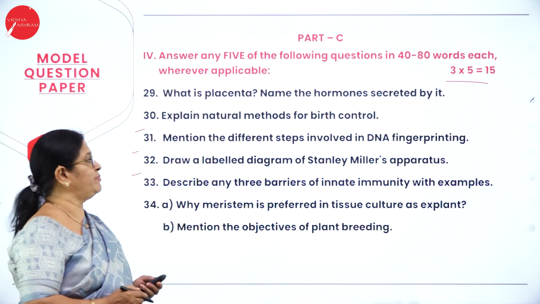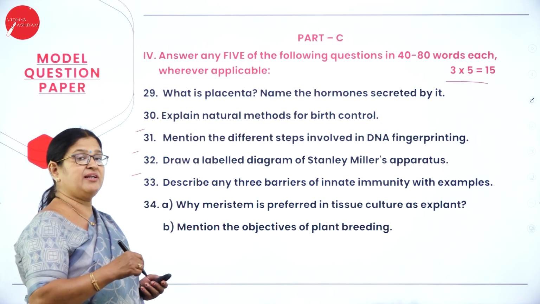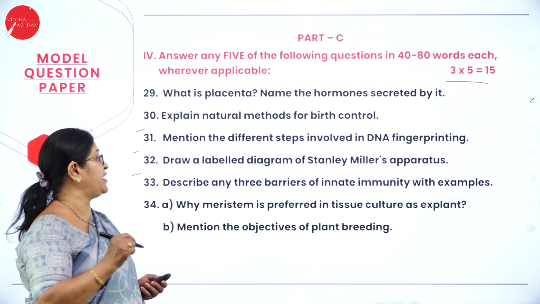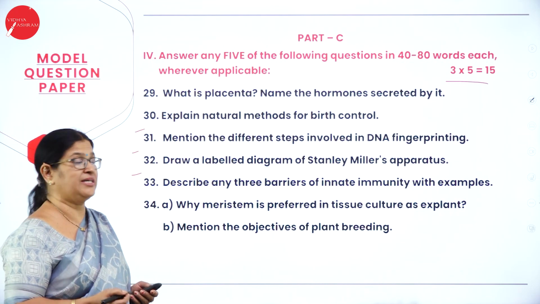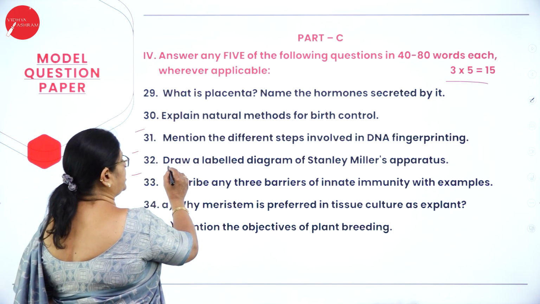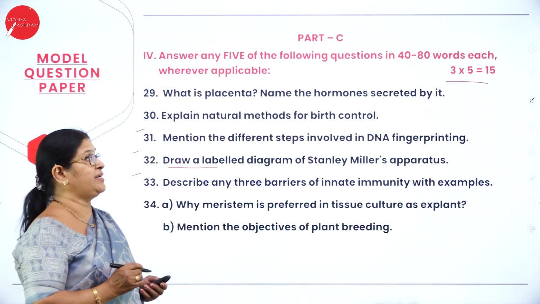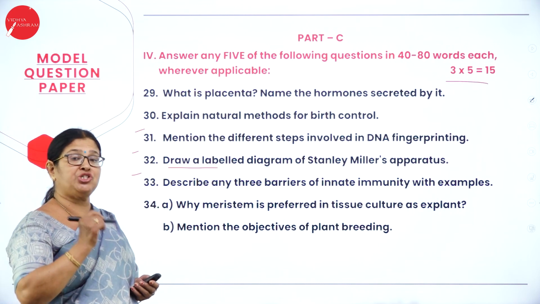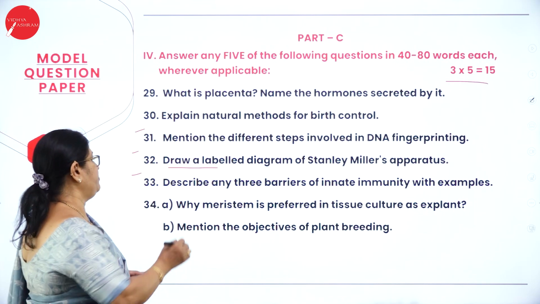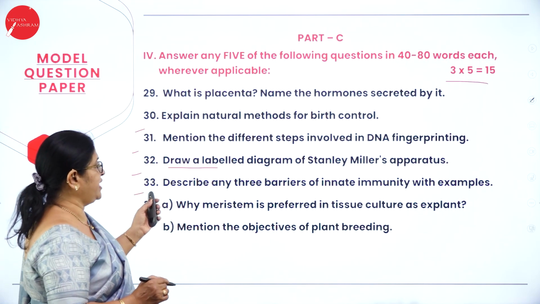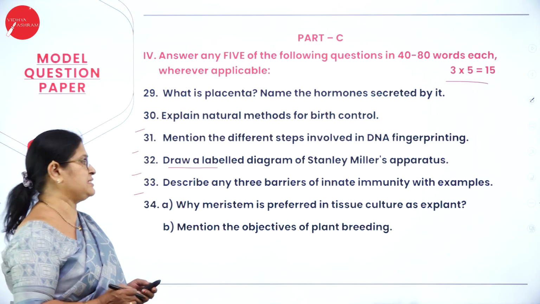Moving on to question number 32. As I said in the beginning itself, in the general instructions, it is given, draw diagrams wherever necessary. There are certain questions where they directly ask you to draw the diagram. So in question number 32, it's given, draw a labeled diagram of Stanley Miller's apparatus. It is a 3 marker question, and make sure that a minimum of 6 labelings should be there for the diagram. Then moving on to question number 33, describe any 3 barriers of innate immunity with examples.